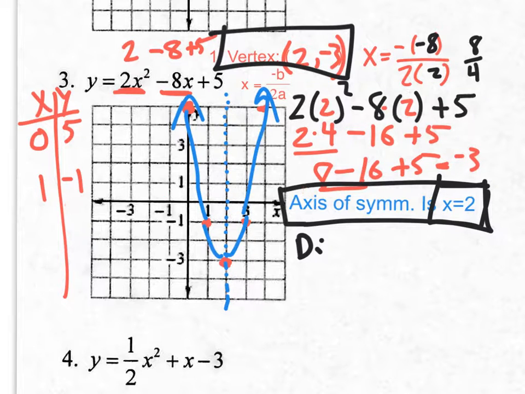Remember, domain's talking about your x values. What's your domain? X is what? That's right, x equals all real numbers. Parabolas always go to the left and the right forever. Whether it's opening up or down, they still go left and right forever. So domain is always going to be x equals all real numbers when it comes to parabolas.